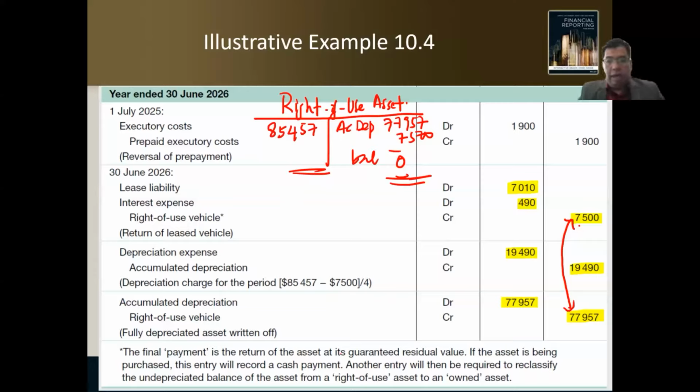The final payment is the return of the asset and its guaranteed residual value. If you buy the asset, the entry will record cash payment. Another entry will then be required to reclassify the undepreciated balance of the asset from a right of use asset to an owned asset. For example, if you join the lease scheme from an automobile company, after 4 years you can return the car to the company, or instead of returning the car, you can make a sum of payment, and that car will be transferred to your name. You record a cash payment, and then you recognize it as your new asset.